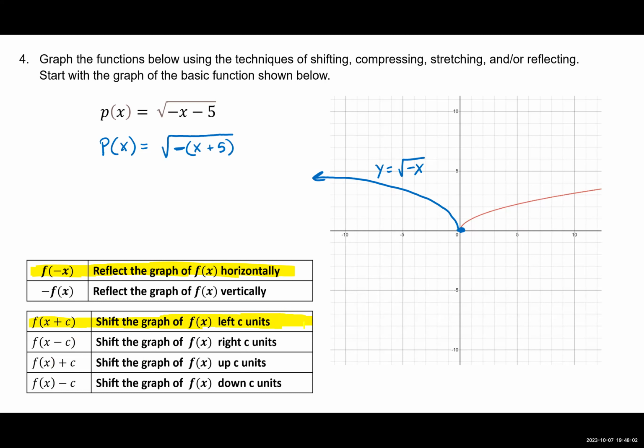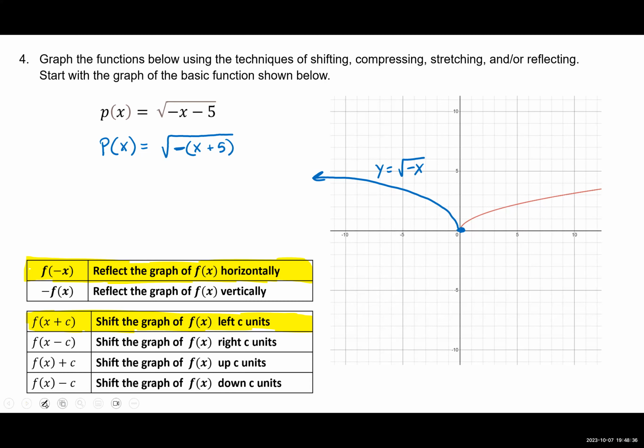So for this problem, we're using two transformations: a reflection over the y-axis, or a horizontal reflection, which we're going to do first, and then a shift of 5 units to the left. So this entire blue graph is going to go to the left. Everything's going to move to the left 5 units. Let me erase those little arrows.